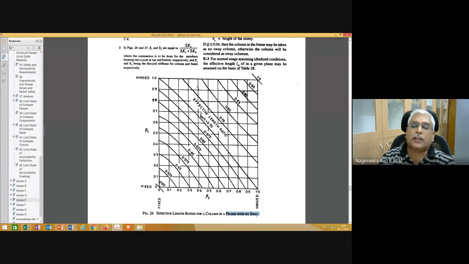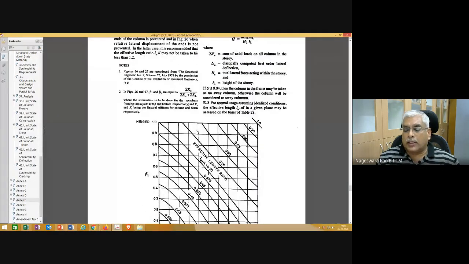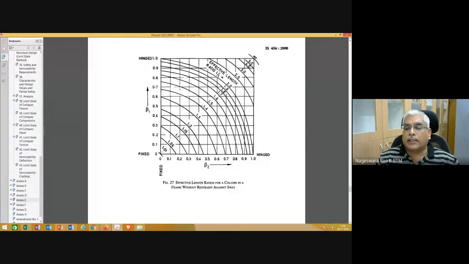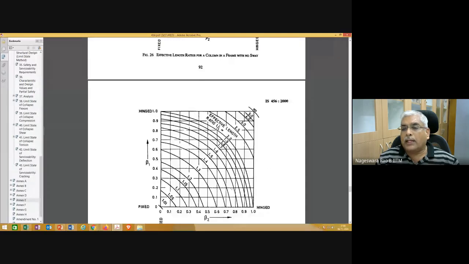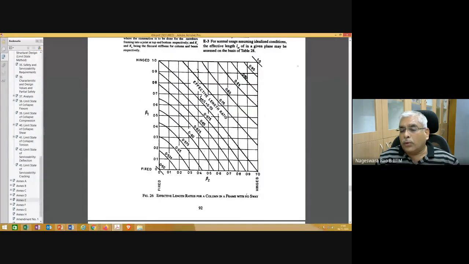This ratio you need to multiply with the length of the column, that gives you the effective length. You can make use of table, figure 26 and 27. This is for a column which is restrained against sway, or without restraint. Sorry, this table 27 is a column without restraint against sway, and this is no sway. This is restrained against sway.